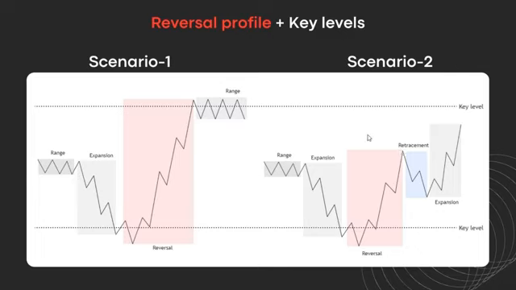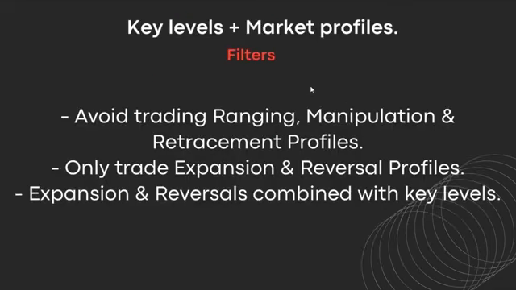Similarly, in scenario 2, the reversal profile ends without testing a key level. So in that case, what are we going to expect? We're going to expect a retracement profile to form, because a key level hasn't been tested yet, and the drawn liquidity is still in play and still above, which is the key level above. We're going to expect first a retracement profile and then an expansion higher again, right? So these were the combinations and outcomes we can have when integrating reversal profile in key levels.